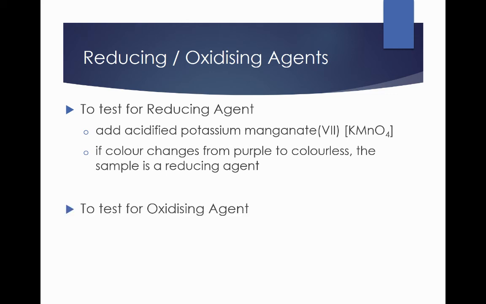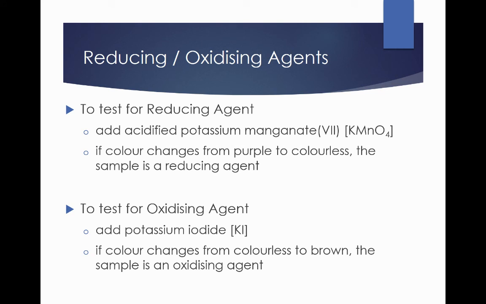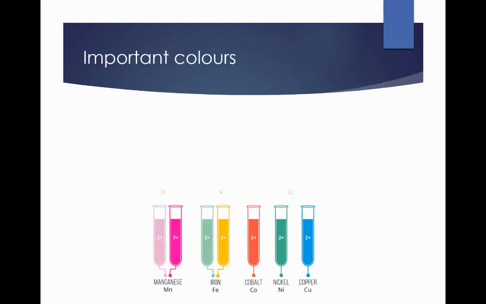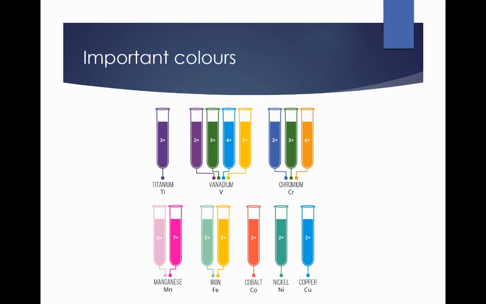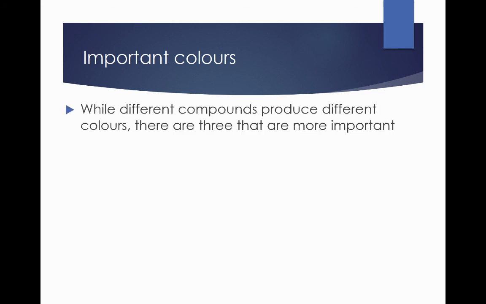Now, when we want to test for an oxidizing agent, we do something else. We add in potassium iodide, KI, and if the color changes from colorless to brown, it tells us that that particular sample is an oxidizing agent. And there are some important colors that are shown here, but not to worry. There are three important colors that are really featured predominantly in our syllabus, and these three colors are green, reddish brown, and blue. And the ions that are responsible are also shown here.